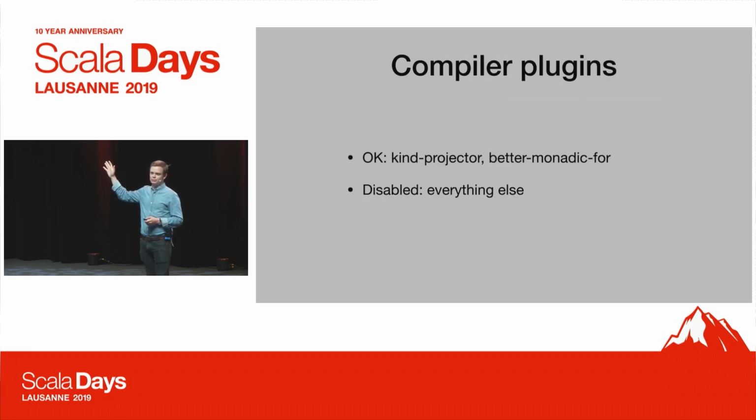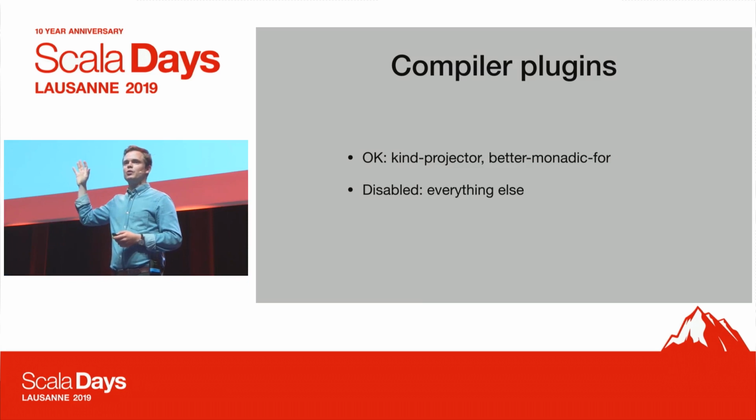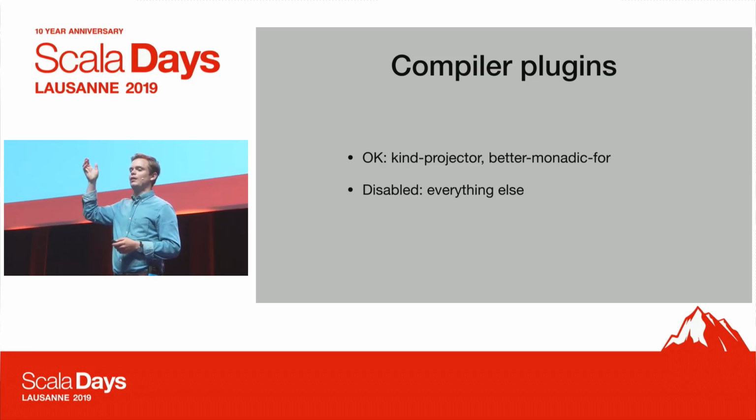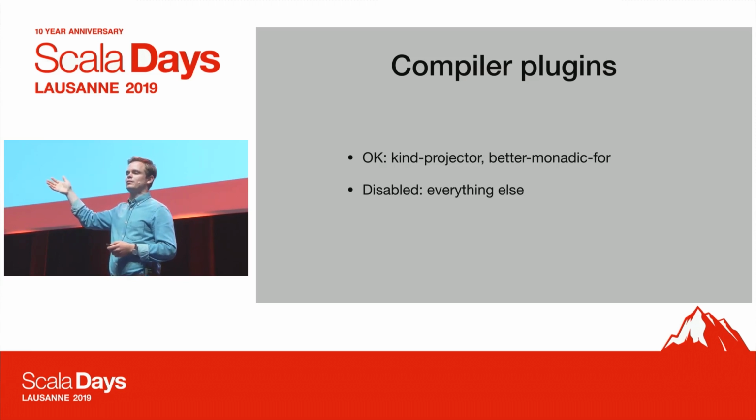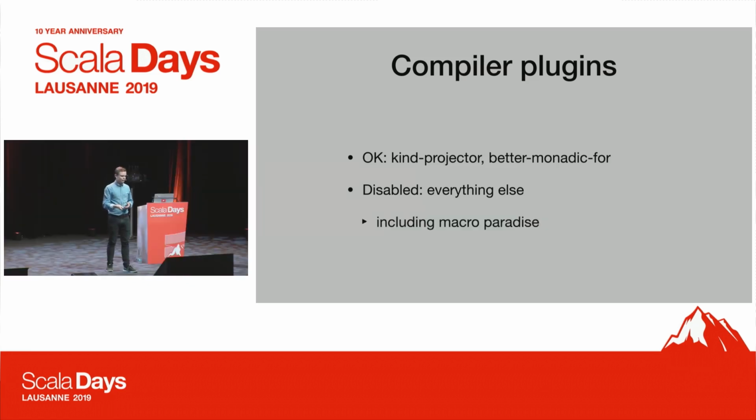we disable it. It's from the observation that most compiler plugins actually don't change the semantics of the language. So these 2 actually introduce new syntax, like if you wouldn't have Kind Projector, the completions would break. If you don't have Better Monadic For, they would also break in weird ways, but less obvious ways. So we disable everything else, including Macro Paradise. So Macro Paradise also qualifies for changing the language semantics, but it also transforms the trees that we get so much that all of the positions are broken. So the completions don't work anyways if we enable it.